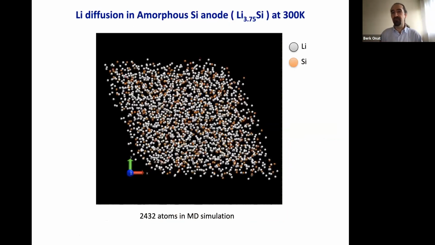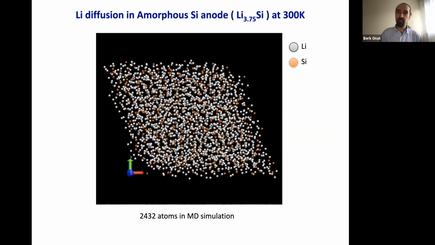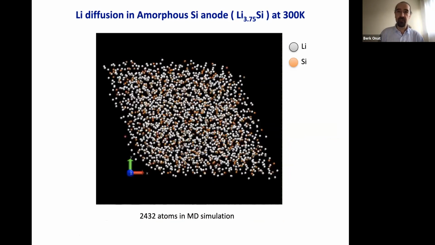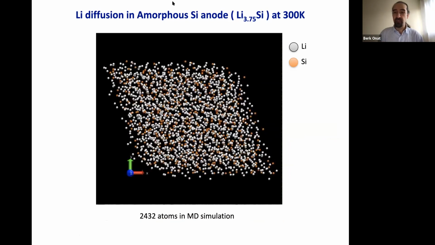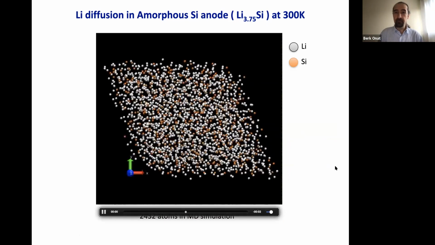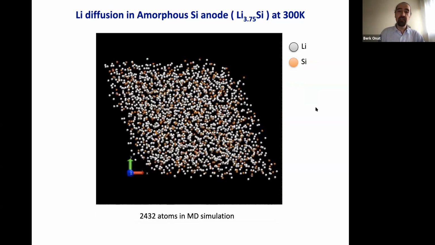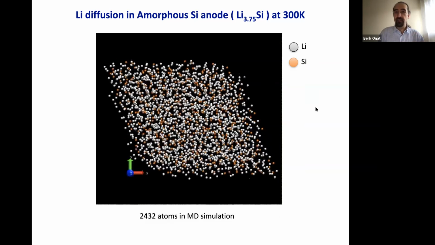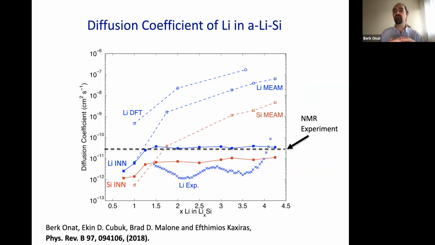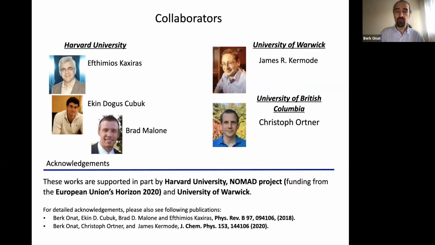We calculated long time scale molecular dynamics simulations up to 3.75 at room temperature and calculated the diffusion coefficients using the mean square displacement. The diffusion coefficients for lithium and silicon quite match the experiments, while the DFT and other potentials in the literature overestimate them. So this is the theoretical part of what I'm talking about today.